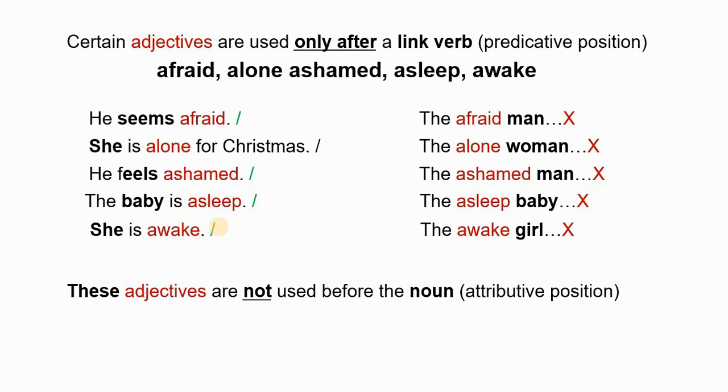So, in all of these examples, as you can see here, the adjective is after the linked verb. Seems, is, feels, is. Okay? The adjective is after the linked verb. And all these adjectives are not used before the noun. They are not used in other position.